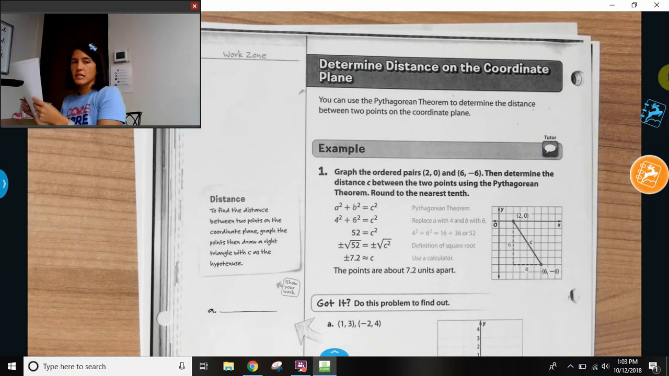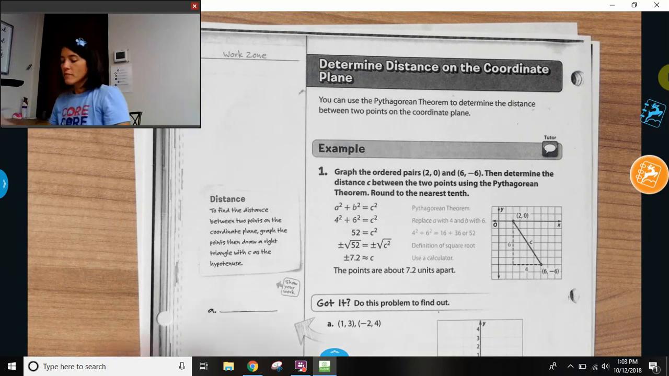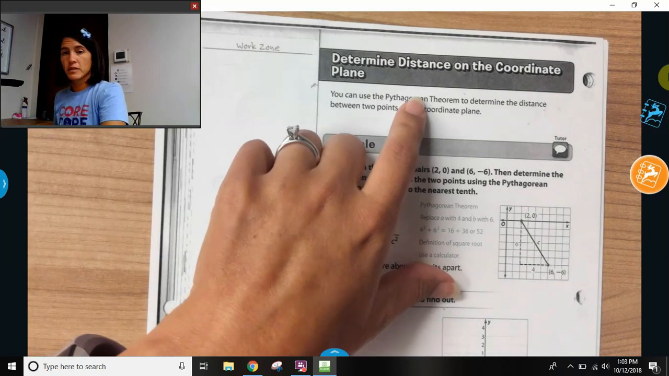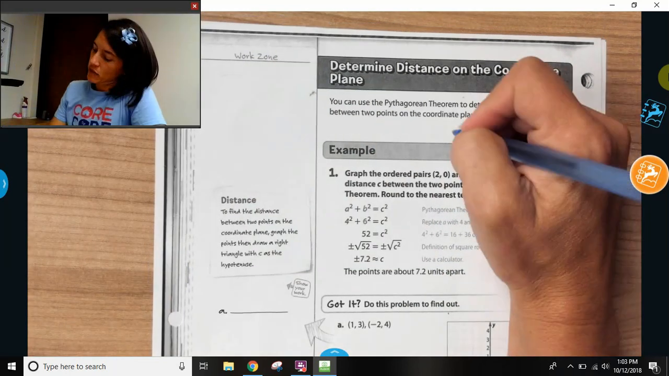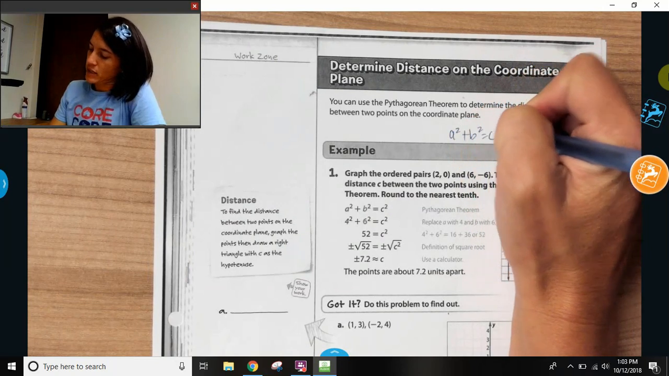Okay, determine the distance on a coordinate plane. You can use the Pythagorean theorem to determine the distance. So let's just write it again: a squared plus b squared equals c squared.